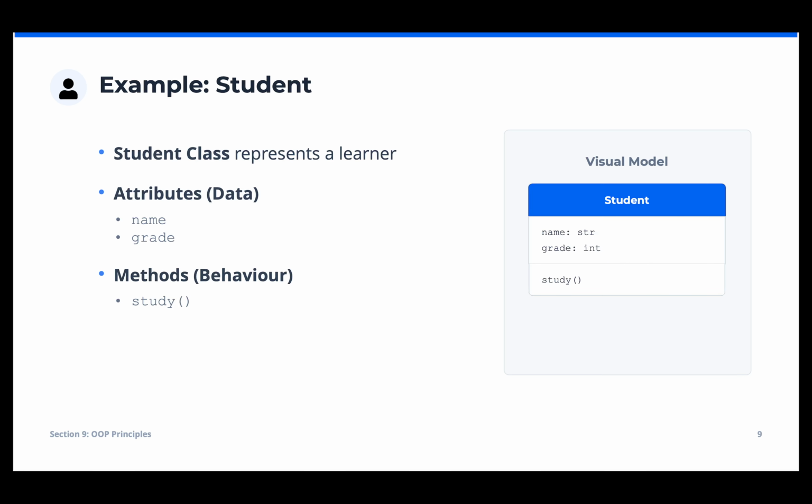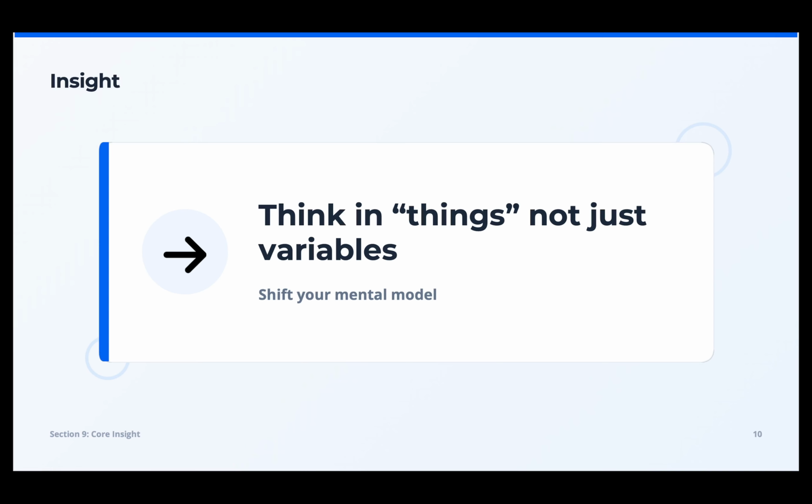Now let's look at the example, student. Here, the class represents a learner, the Student class. The attributes are things like name and grade, and the methods represent behavior such as studying. You can see that a class is not abstract for its own sake. It is a structured representation of something meaningful. Think in things, not just variables. Instead of only asking what variables we need, we start asking what things exist in the system. Once we identify the things, we can decide what data they hold and what behaviors belong to them.